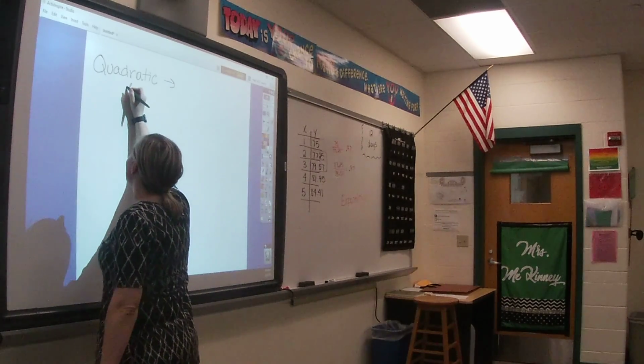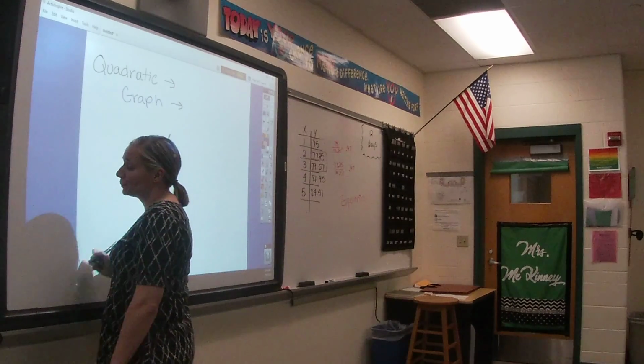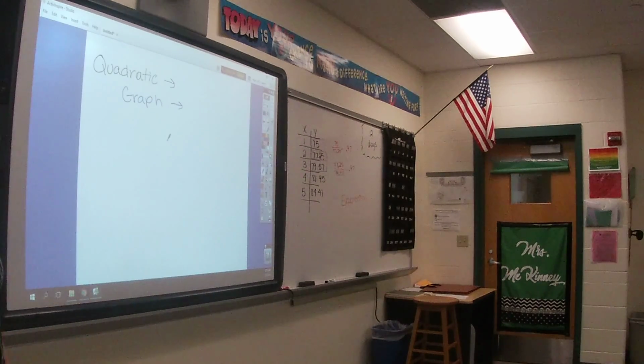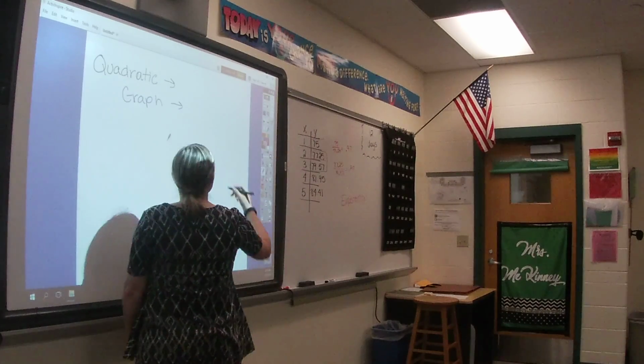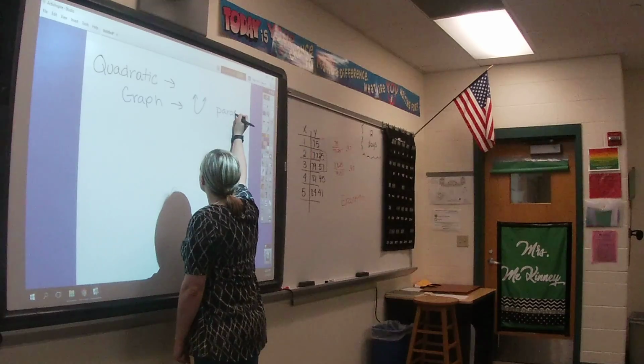A quadratic graph. What does a quadratic graph look like? A parabola. What does a parabola look like? A U, right? So it's a U shape that we call a parabola.